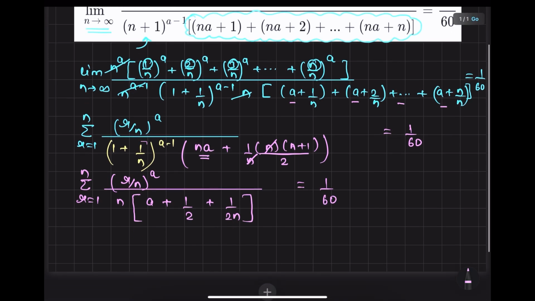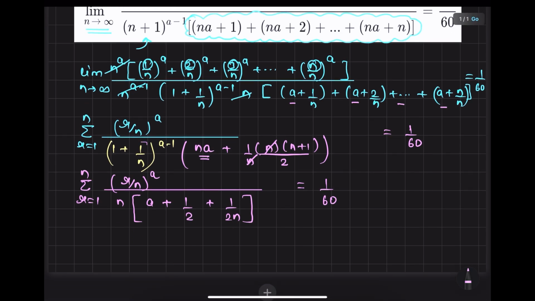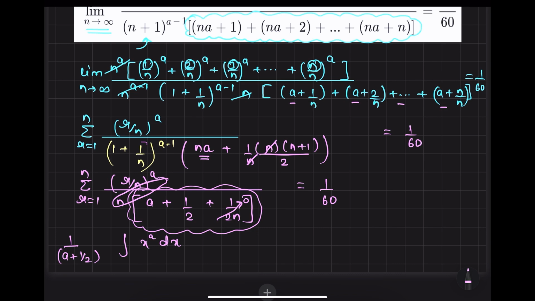Now you have managed to create 1 by n. Again, if you observe the bracket, this person will behave as your friend, because n is approaching infinity, this person will become 0. So you can take 1 by a plus 1 by 2 outside. Then you can apply the limit, because you know that summation can be replaced by the integration sign, and then r by n is x to the power a, and then 1 by n is dx. This 1 by n is dx.